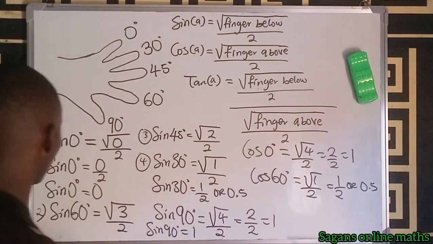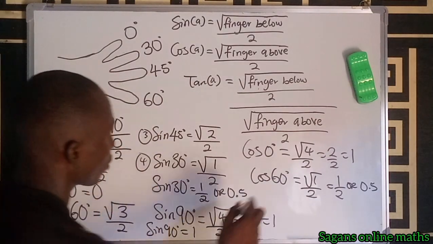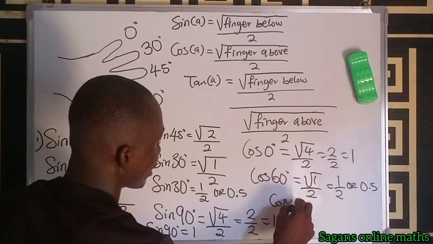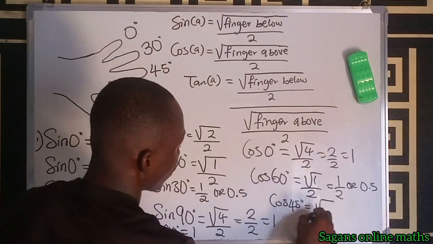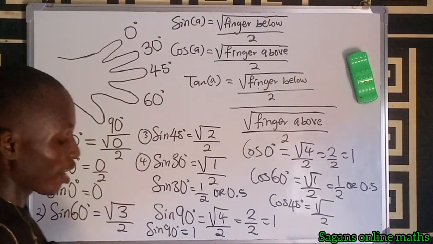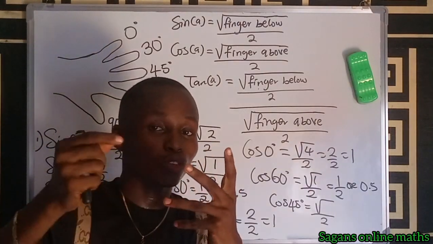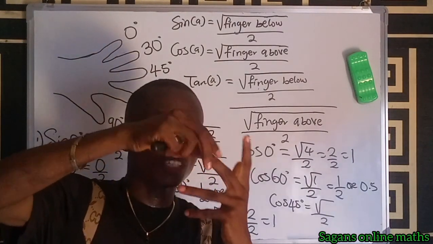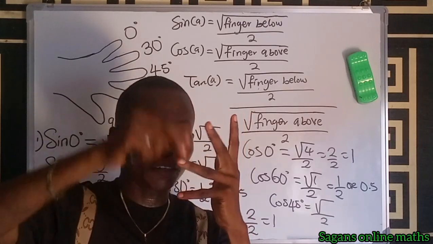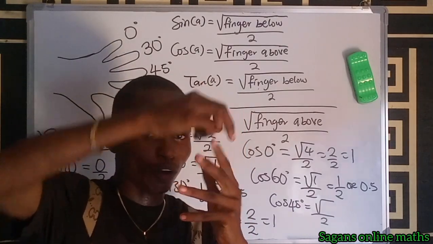Now you are done with 60. Let's see cos 45 degrees. It equals the square root of what, divided by 2. Now let's see 45. This is our 0 degree, 30 degree, 45. Remember it's the square root of the number above. Look at above. This is 45: 0, 30, 45. Above is just 2, over 2.